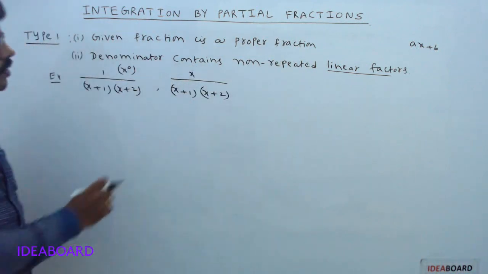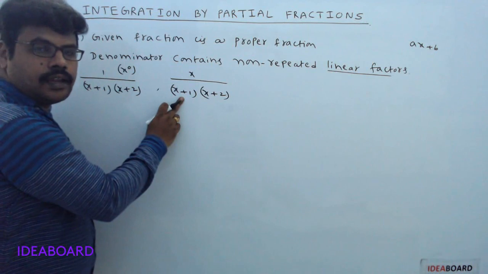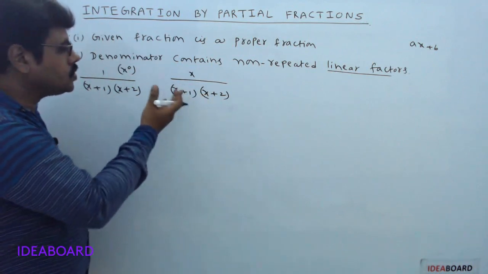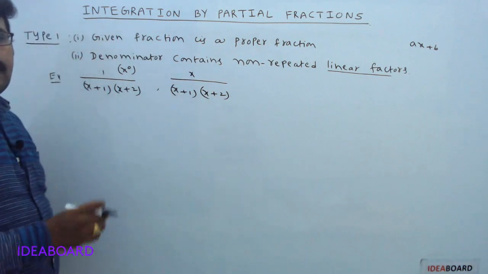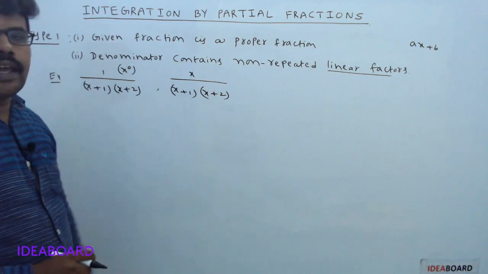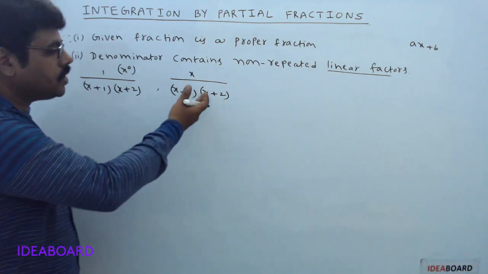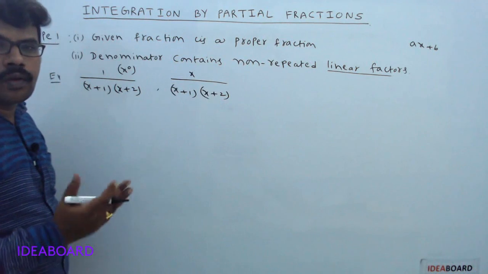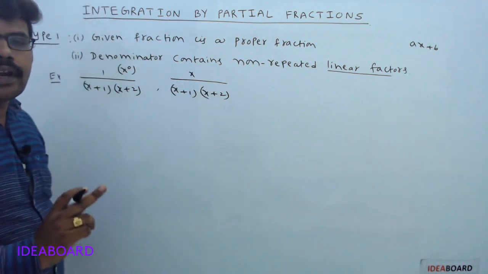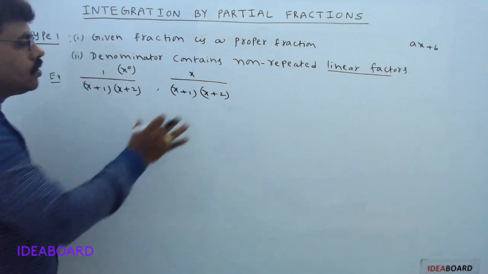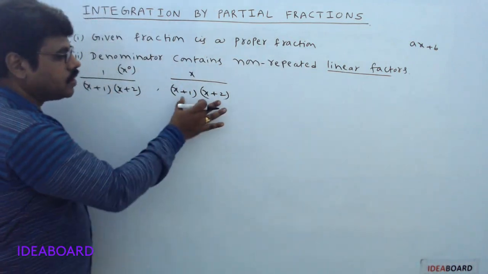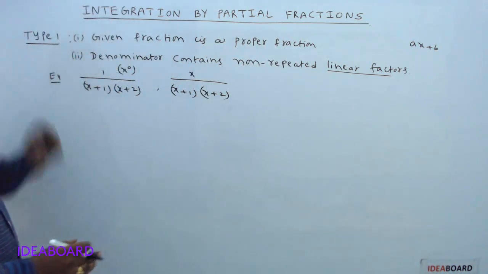Then, come to the second condition. x plus 1 is a linear factor. Is it repeated anywhere in the denominator? No. So, x plus 1 is called a non-repeated linear factor. x plus 2 is a linear factor. Is it repeated anywhere in the denominator? No. So, x plus 2 is called a non-repeated linear factor. Now, this fraction satisfies these two conditions. So, it belongs to type 1.